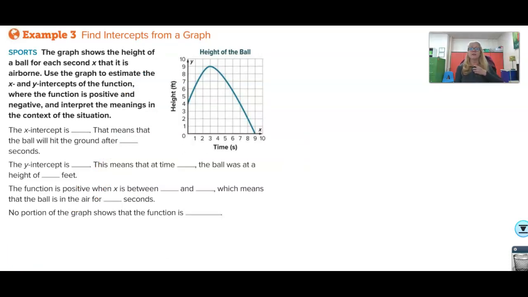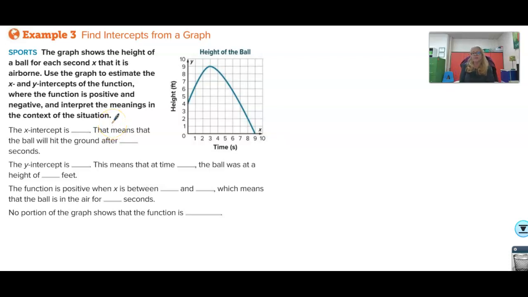Okay, find the intercepts from a graph. Okay, so they're giving you a graph and asking you to find the intercepts. They're trying to make it into a real world problem. The graph shows the height of a ball for each second x that it is airborne. Use the graph to estimate the x and y intercepts of the function, where the function is positive and negative, and interpret the meanings in the context of the situation.